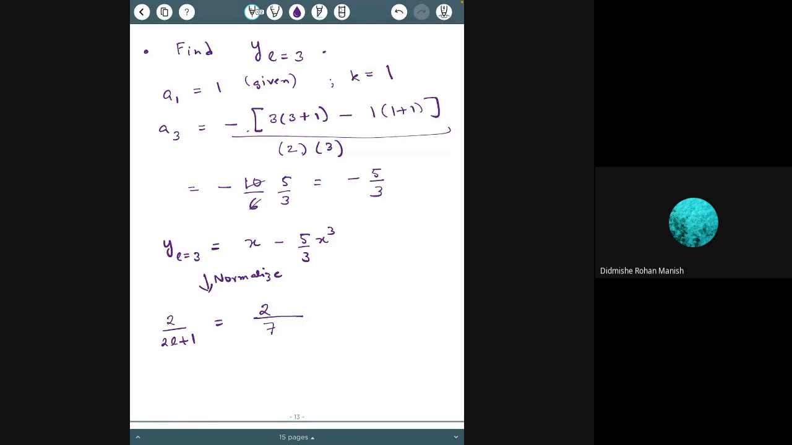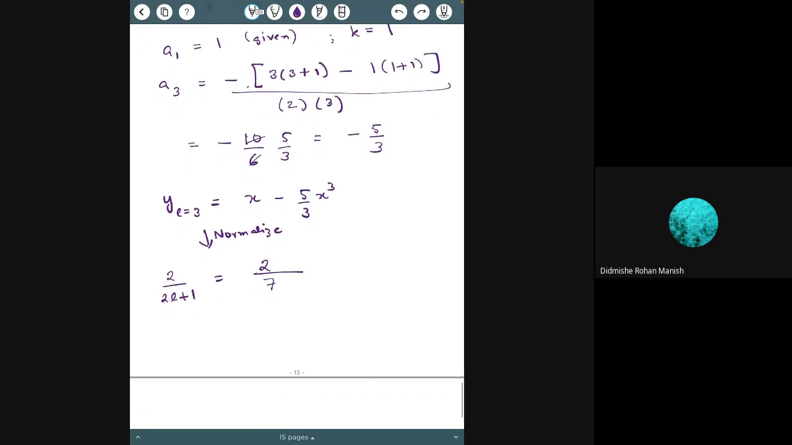Did I do this right? Bit of a funny value. 2 by 7. And if I multiply with 2 by 7, then I have x equal to 1. So 1 minus 5 by 3 minus 1 by 3. No, that does not seem to be the right answer.